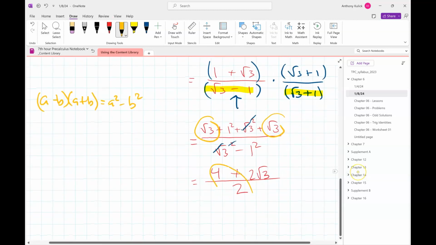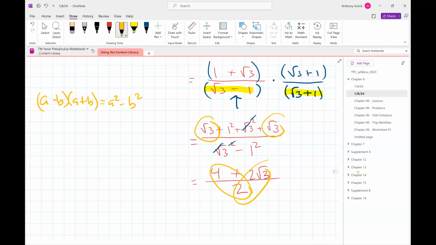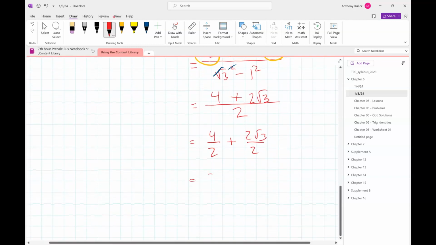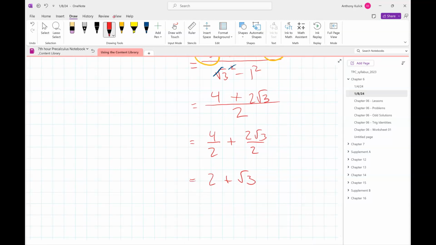And then when I look, I notice that the coefficients on both parts of that fraction, everything is divisible by 2. So it turns out if I write this as 2 separate fractions with common denominators, I can reduce each of them separately. So 4 divided by 2 is just 2, and 2 root 3 divided by 2 is just root 3. And that guy's going to be my best and final answer.